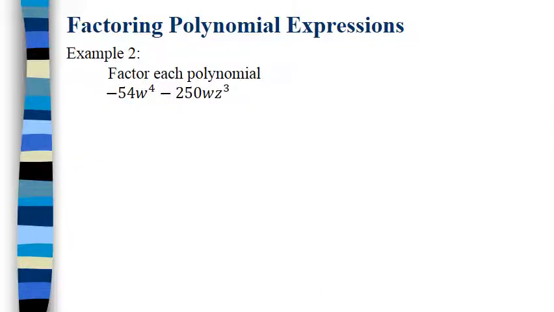Okay, so example 2, again, we always check for the greatest common factor first, and we notice that we have a greatest common factor of negative 2w.